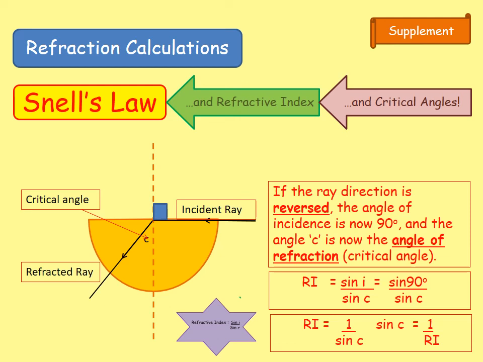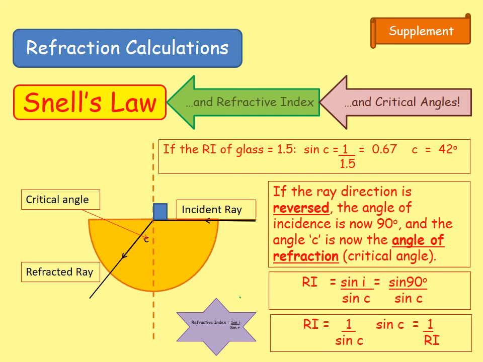So we now know the critical angles for pretty much all the different mediums that we're going to be using. If the refractive index of glass is 1.5, then the sine of the critical angle is going to be 1 over 1.5, or 0.67. Using your calculators, you can then determine that C, the critical angle, is going to be 42 degrees for glass.